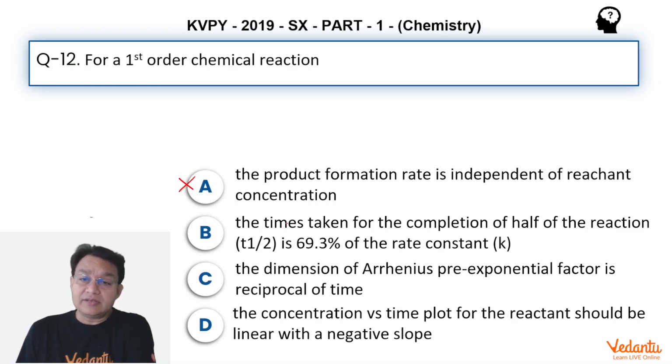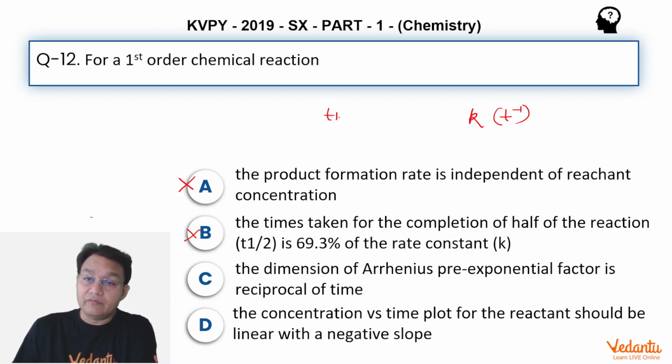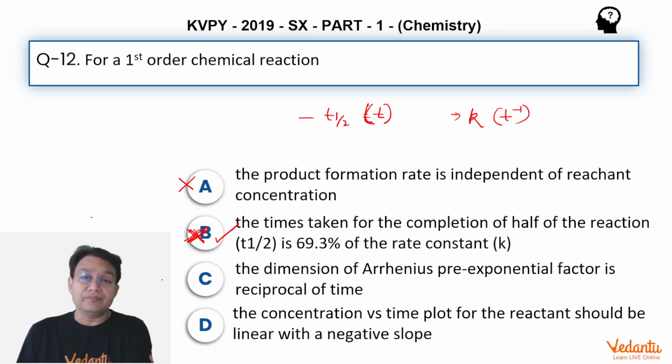The second statement is that the time taken for the completion of half of the reaction, t half, is 0.693 times the rate constant k. That also seems to be wrong because the unit of k will be time inverse, and the unit of t half will obviously be time. So how can you compare t half with k? You cannot. They are not dimensionally the same, so there is no need of comparing these terms. So B is also a wrong option.